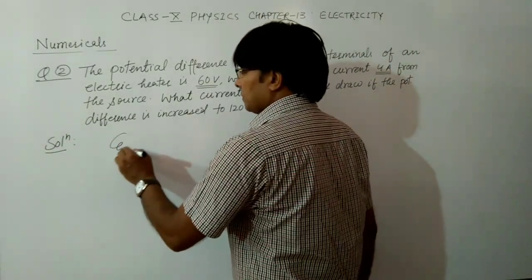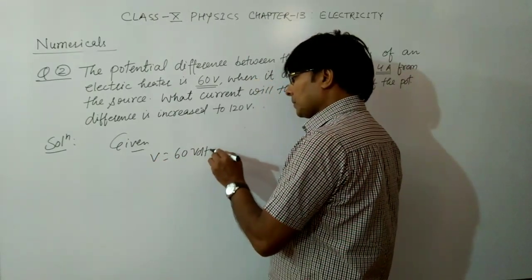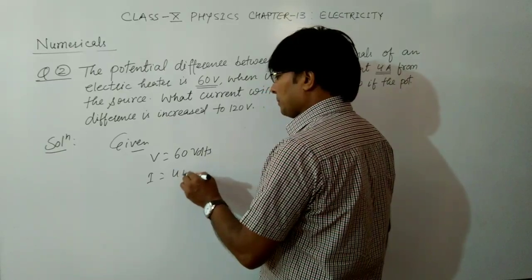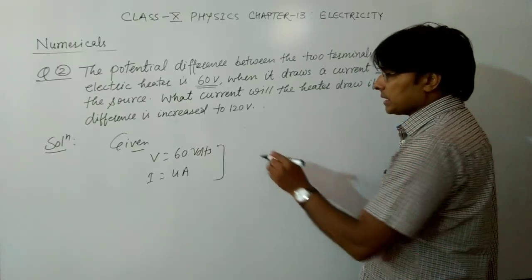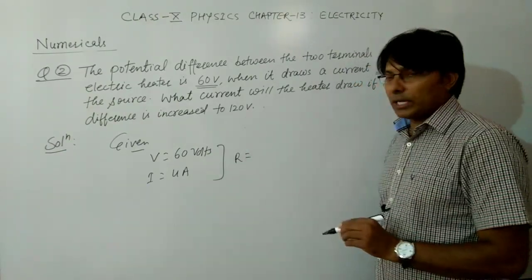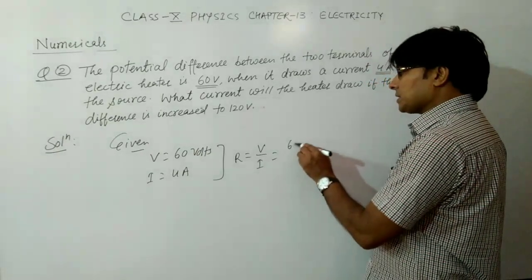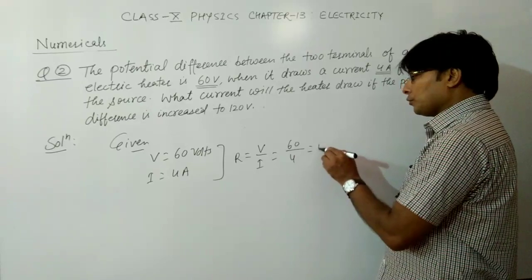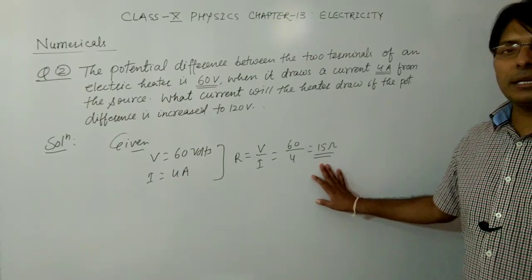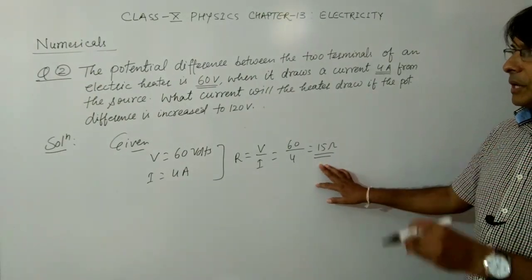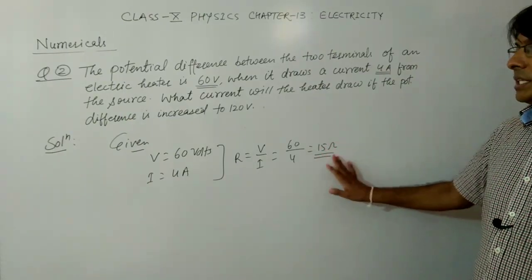So given, voltage is 60 volt, current is 4 ampere. Therefore, using Ohm's law, we can calculate the resistance of the coil of the heater. So R is equal to V upon I. V is 60, I is 4. So 15 ohm will be the resistance of that coil, which will remain as it is, whether the supply changes, whether the voltage increases or decreases. It is not going to change once it is designed.